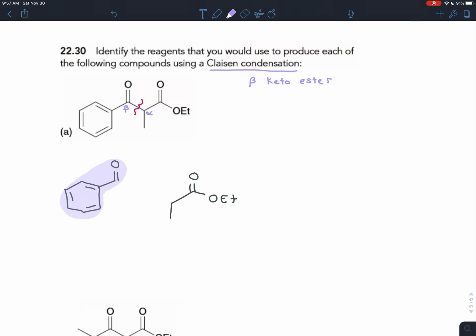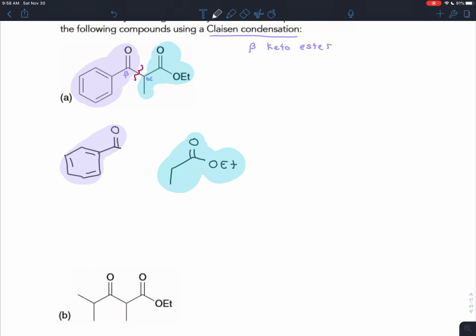So this is our piece on the left, and this is our piece on the right. Now, when this alpha carbon attacked, as we saw in the video on the mechanism for this, it replaces the ester of this other molecule. So you just want to redraw the ether of the ester back in. You can make it match the other one, so you'd have, in this case, an ethoxy group.